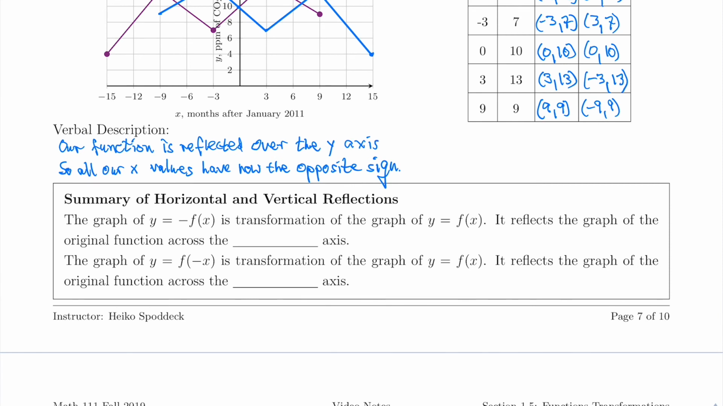So in summary, one more time of the horizontal and vertical reflection: if the negative is multiplied with the entire function, then the graph gets reflected across the horizontal axis. And if the negative is with the x, as in f of -x, then our graph gets reflected across the vertical axis.